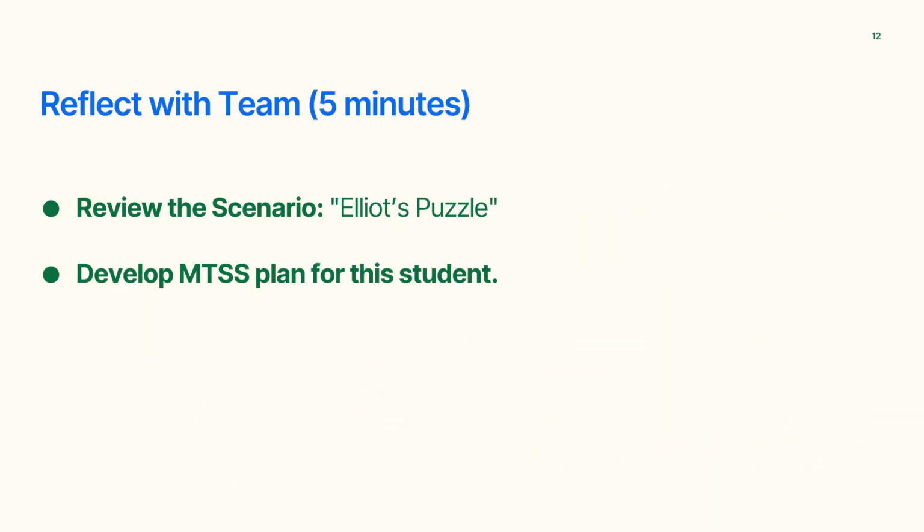Now, given all of the information we've provided with Elliot's puzzle, please spend the next 5 minutes or so reflecting, either individually or with your team. Review the scenario and develop an MTSS plan for this student.